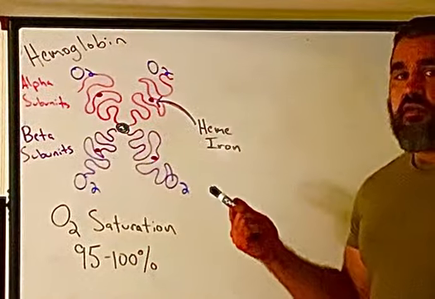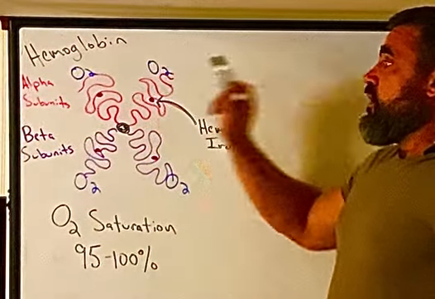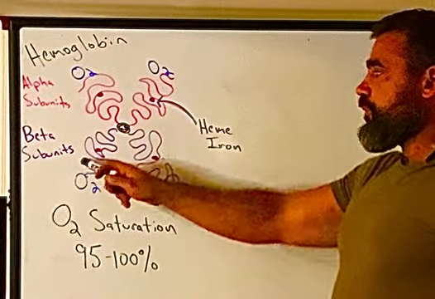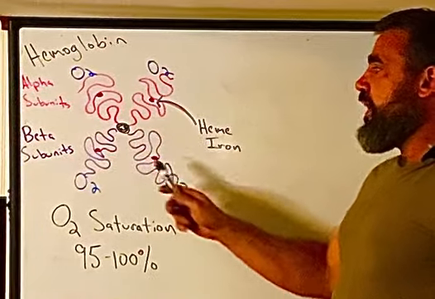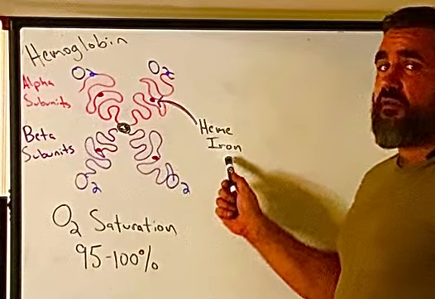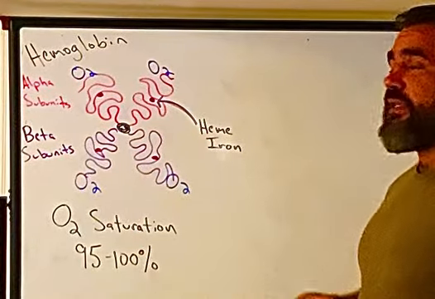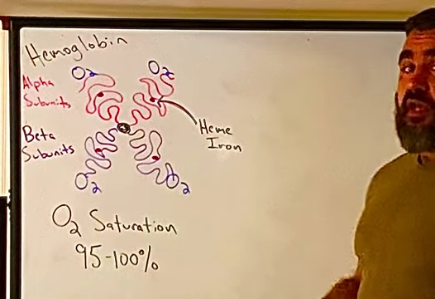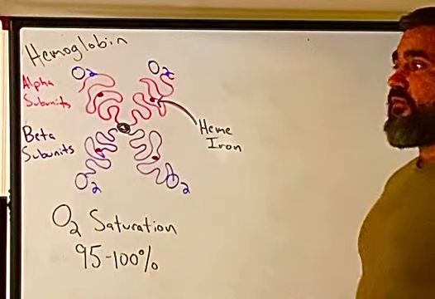Here's the basic structure and function of hemoglobin. So there's 4 subunits: 2 alpha subunits, that's what's in pink here, 2 beta subunits, which are in purple, and then each subunit has a heme iron. So hemoglobin contains iron. We need iron to form hemoglobin. And that's why one of the most common causes of anemia is iron deficiency anemia.